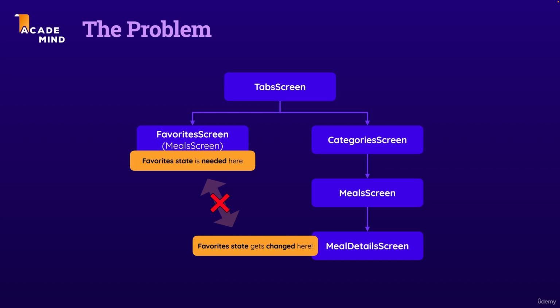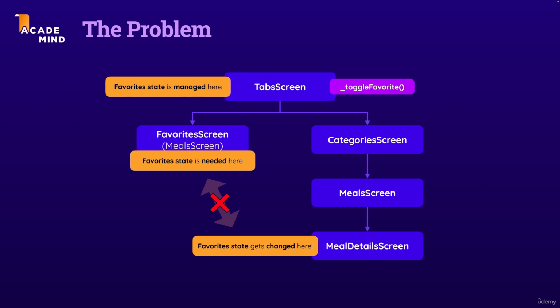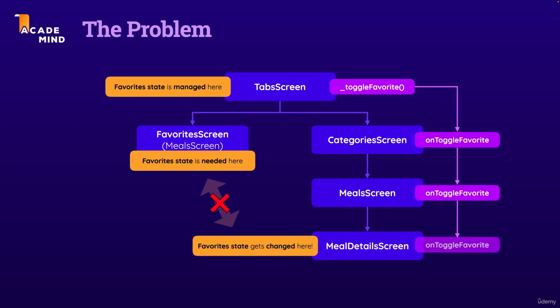Because we reach the favorites screen from the tabs screen, as you can see here, whilst we reach the meal details screen from the meals screen. Therefore, to work around that, we in the end have to manage this favorites state in the tabs screen and then there create a method that edits this state. But since this method in the end needs to be called from inside the meal details screen, we have to pass it down to that screen through all these screen layers.